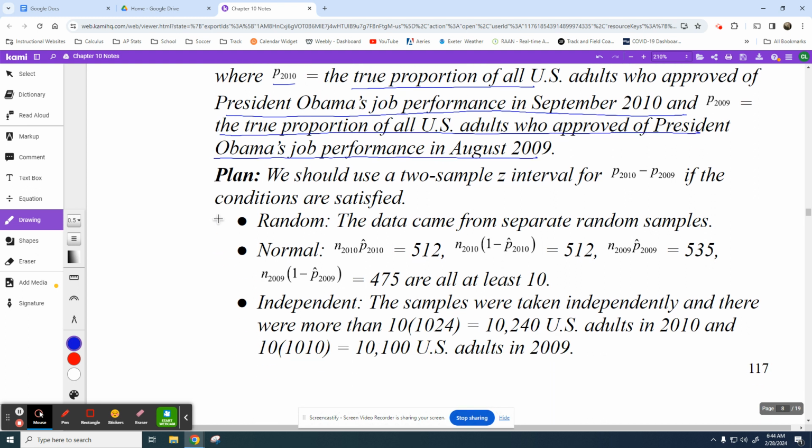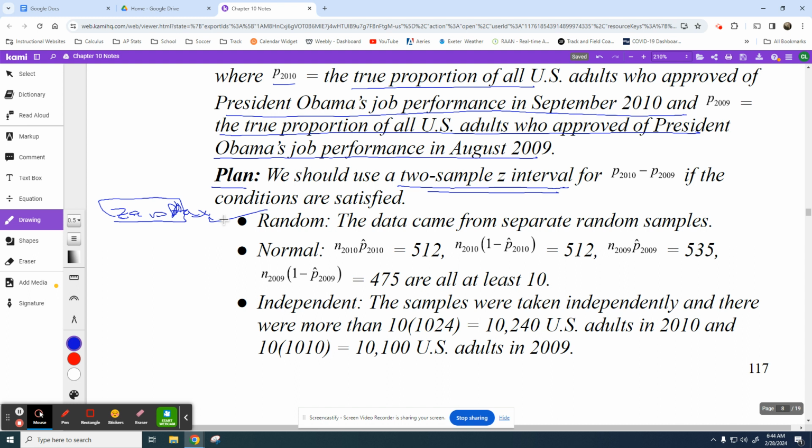All right. So then when we get down here, what's our plan? We're going to use a 2-sample Z interval. Remember Z, we've got Zaptax. So we're in proportion, not there. We've got Z and proportion, so Zap. And so therefore, we're going to test those conditions.